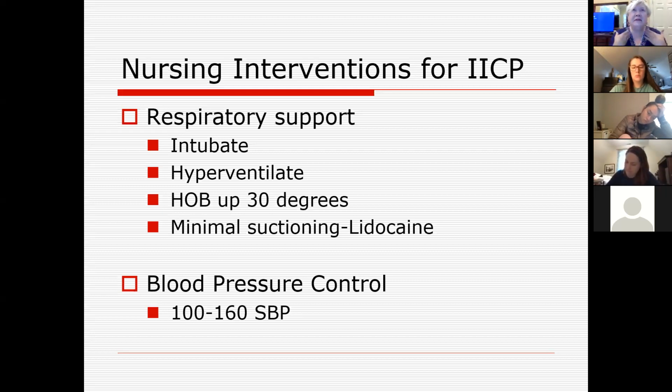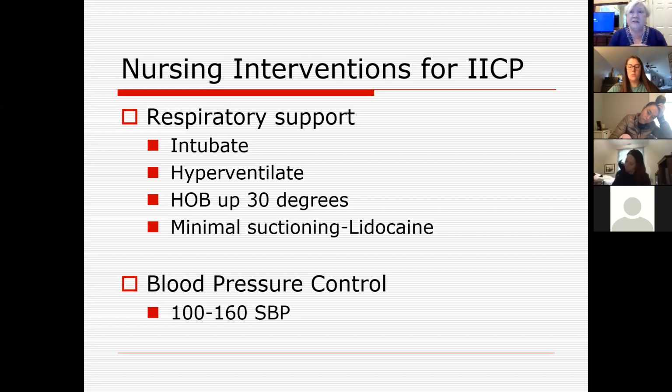So we want to keep the head of the bed up about 30 degrees. For that, we want to not increase intrathoracic and intra-abdominal pressures. So we want to use minimum suctioning. We don't want these patients to cough, because that will increase our intrathoracic pressures, which will increase our intracranial pressure. So we do minimal suctioning. However, airway is still our highest priority.